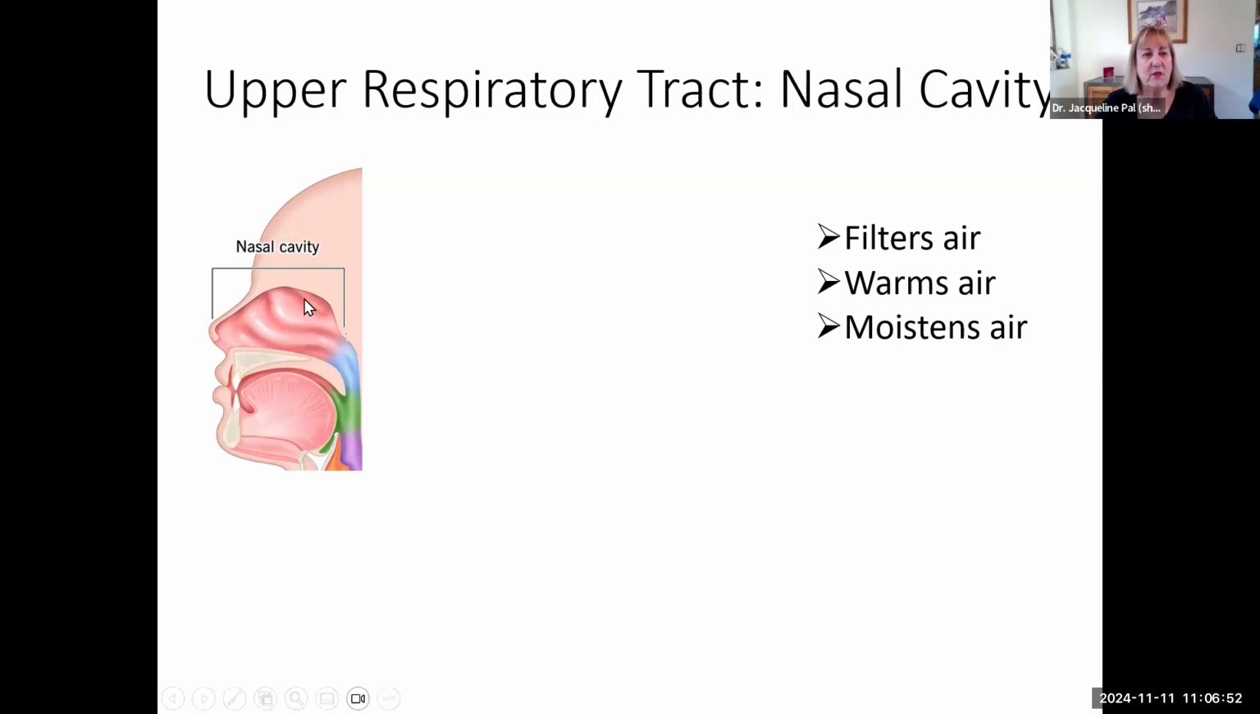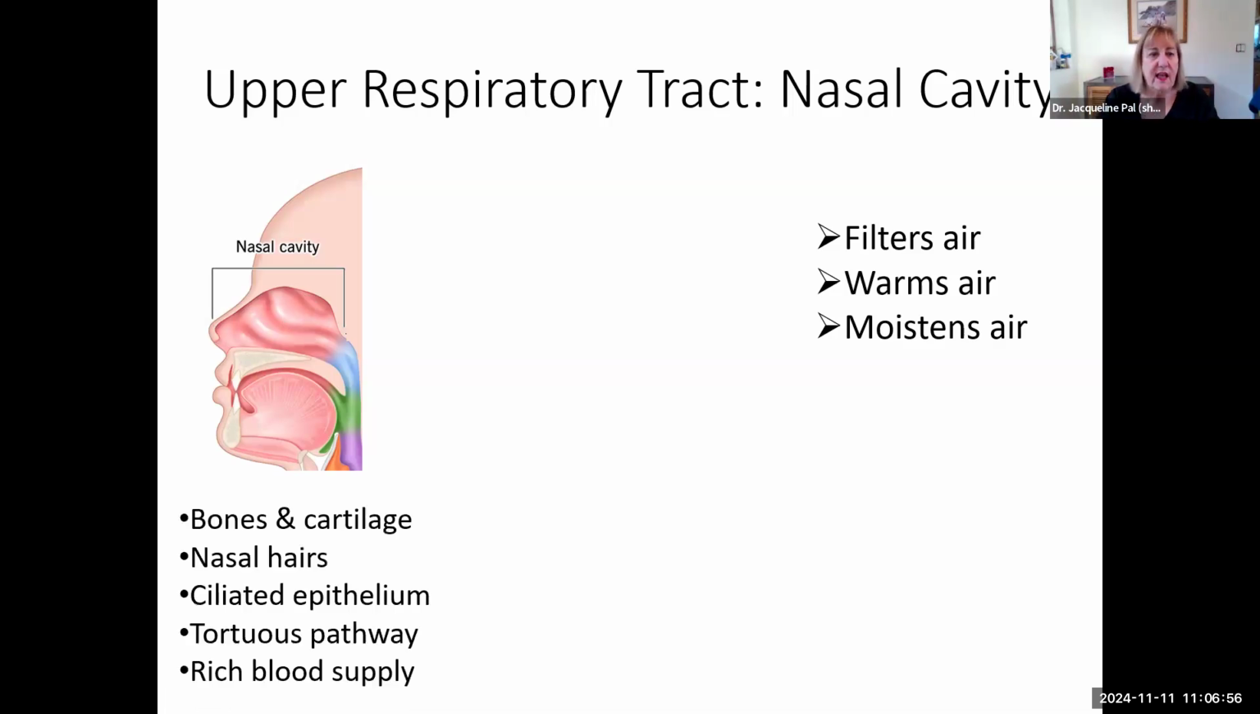So if we look at the nasal cavity, you will see it's got these indentations in it. That's because we have these bones and cartilage in our nasal cavity. We have hairs in our nasal cavity. We know that because, got to pick those hairs in some gentlemen. The epithelium in our nasal cavity has cilia. So if you recall what cilia do, they move back and forth to move particles across the top. So they're moving particles in the mucus.